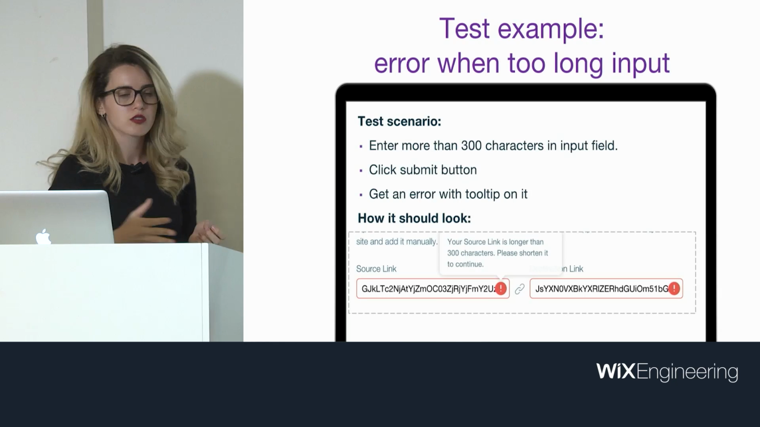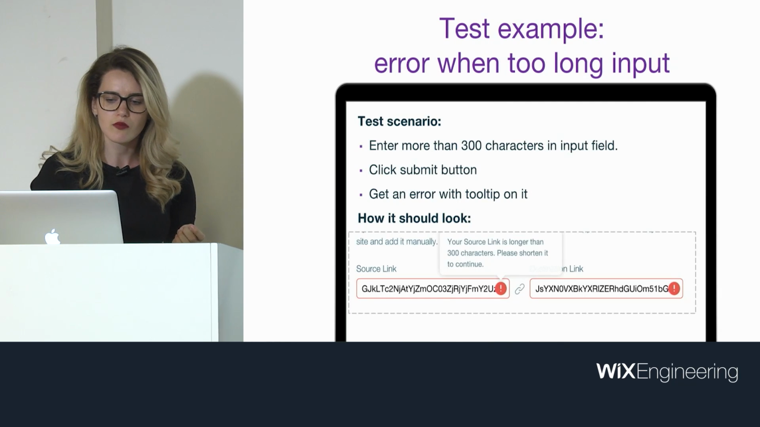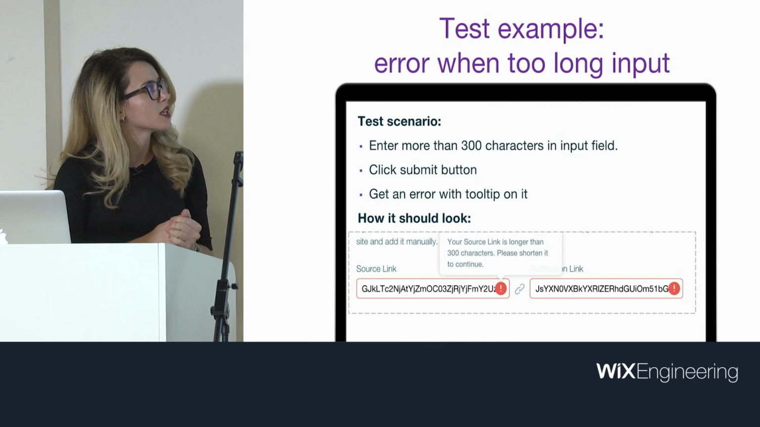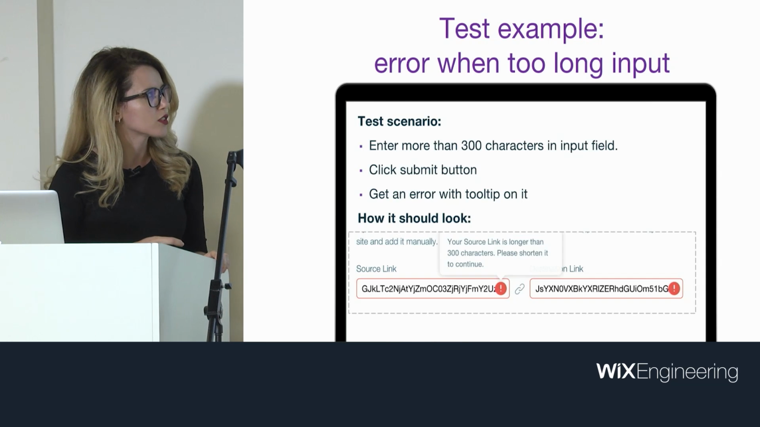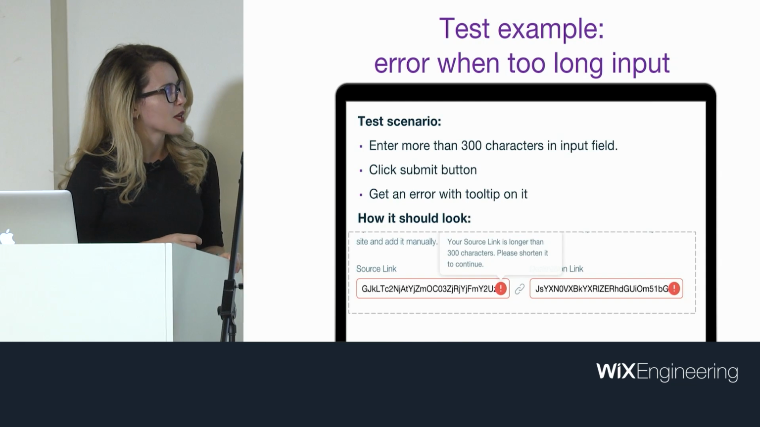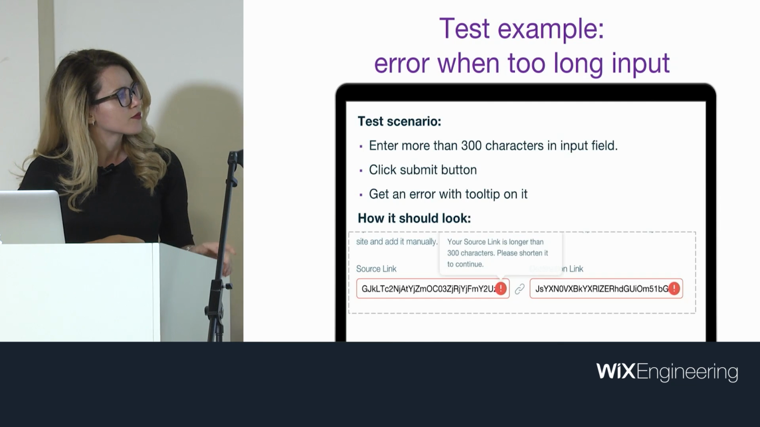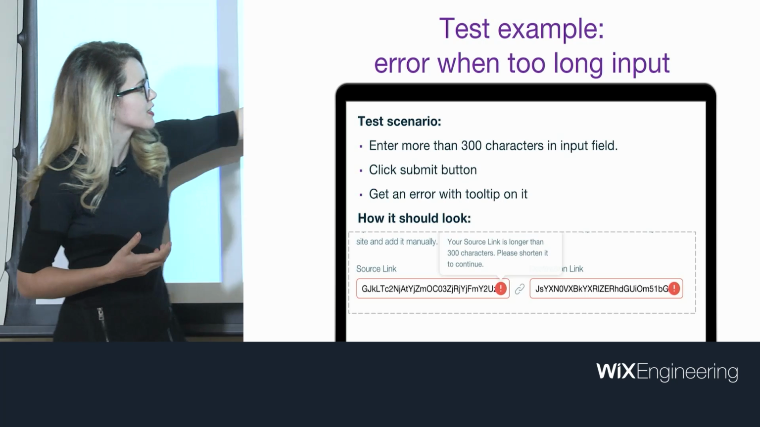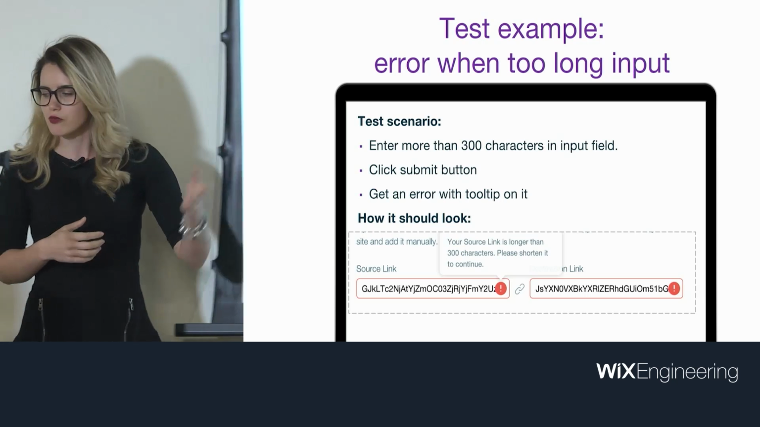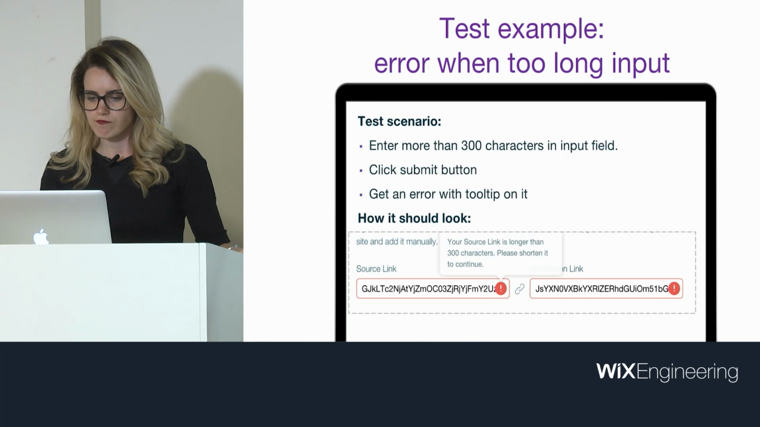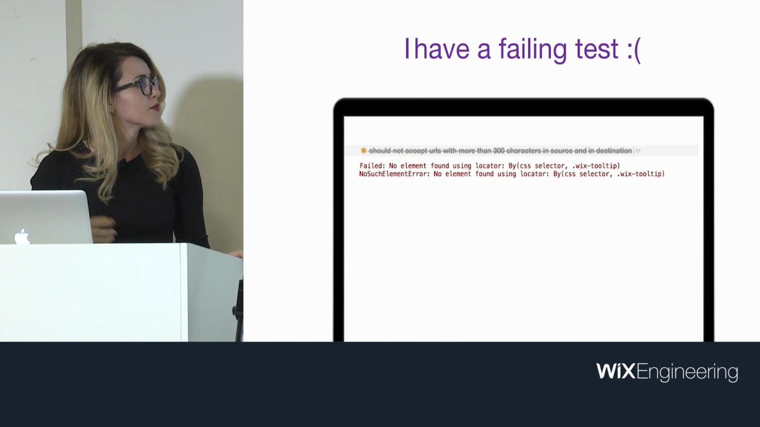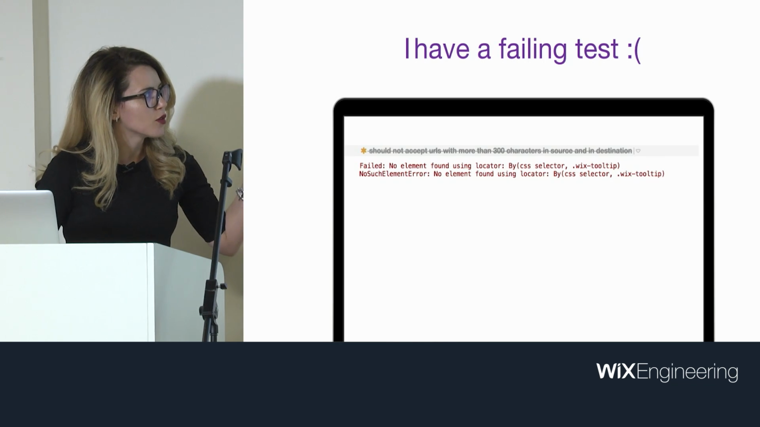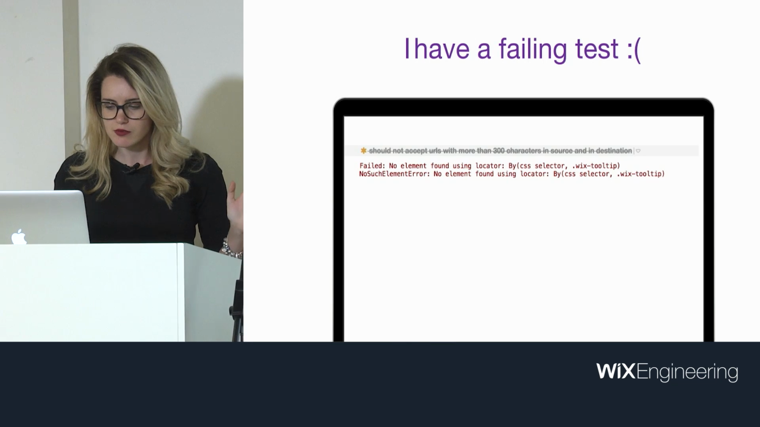How it actually looks, here is a test example. We're testing an error when your input is too long. The test scenario is just: enter more than 300 characters, click the submit button, get an error with a tooltip. Here you can see the red border, which means error, of course, and here is a tooltip with an explanation of why the error happened. And I have a failing test, which is actually not so clear: no element found using locator tooltip. Okay, but why?